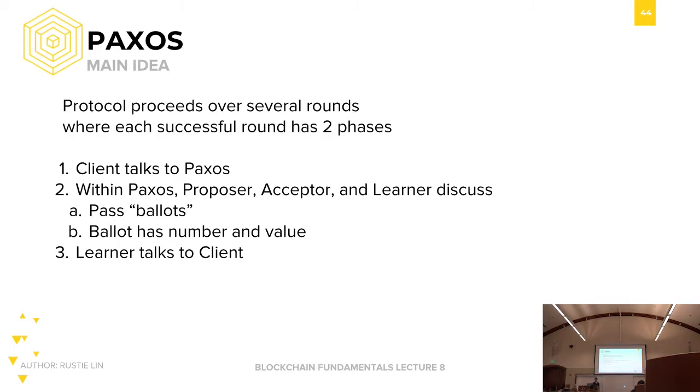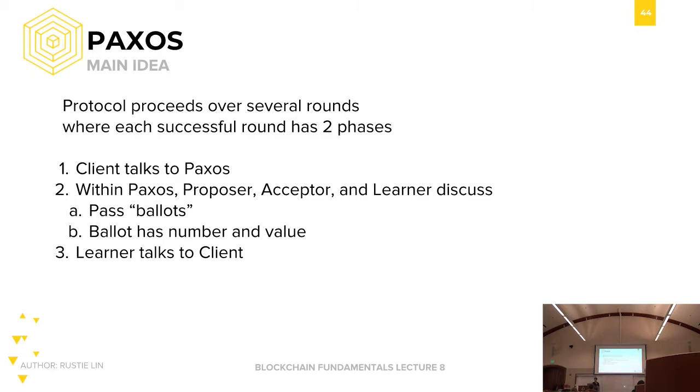In a general sense, the Paxos algorithm goes like this. The client talks to the Paxos algorithm, and within Paxos, the client message gets relayed, a proposer will come out and propose a proposal or a bill, and an acceptor and learner will discuss. Within the 2 phases of a round, they pass around ballots, and this ballot has a counter or a number that maintains the order in which proposals are relayed, and the value that people want to update in the overall database, right?